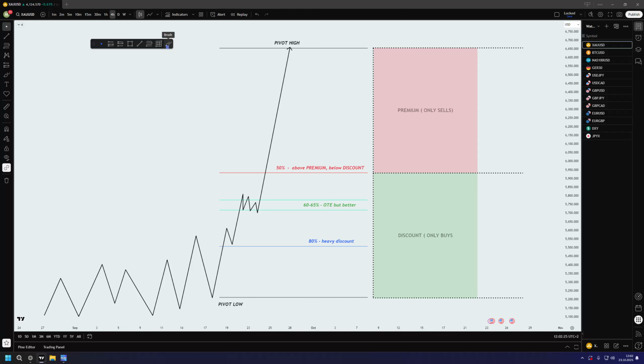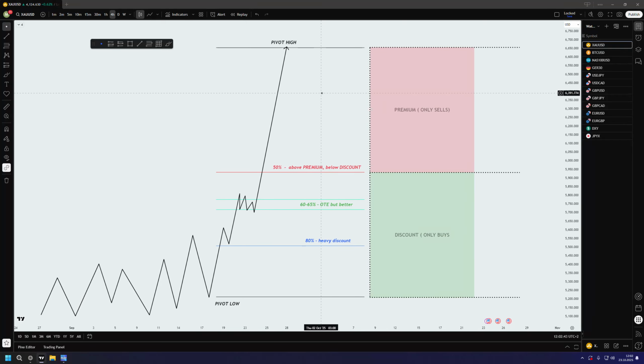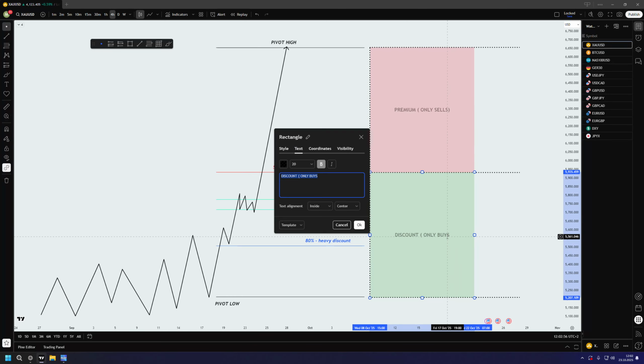So basically, I always measure the ranges of the higher time frame, like a 4-hour pivot low to 4-hour pivot high or something. This is like my main point of reference. I sometimes also measure the internal ranges, but it's less accurate and the price is less discounted.